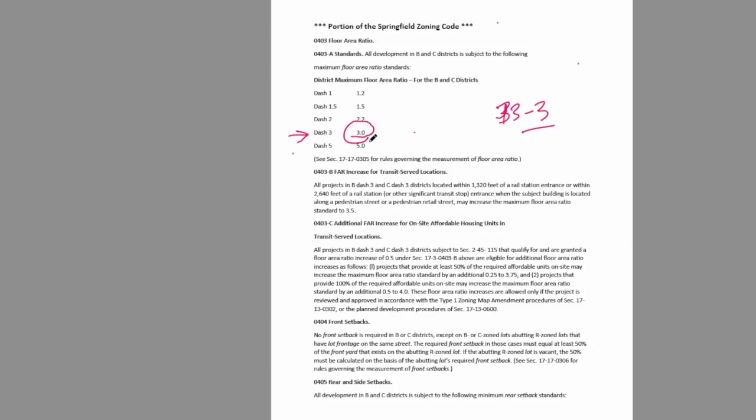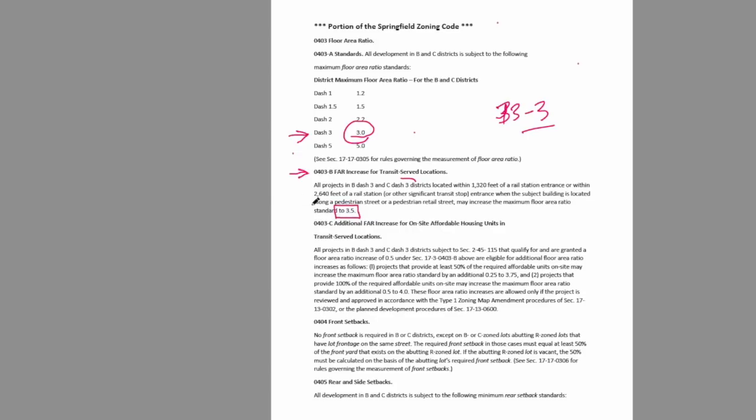But wait. This is one of those things we were just talking about, how you have to read the next little section to make sure that there's nothing that then says, well, wait a minute, what about in this kind of situation? And right here in the very next section, they have FAR increases for transit-served locations. And so it has within 2,640 feet, if you're within a transit-served location, and you are a dash 3, there's the dash 3 part right there, you can raise it up to a 3.5.